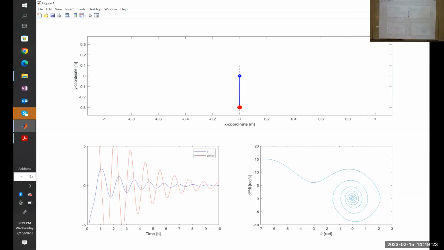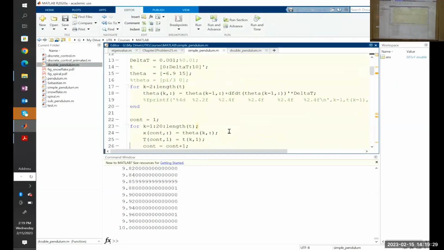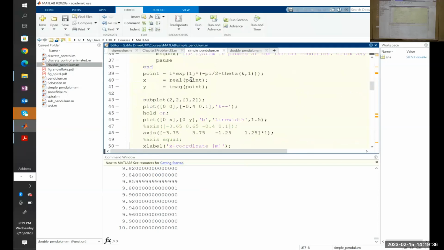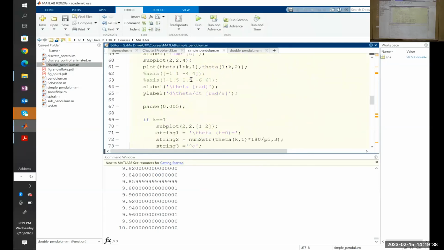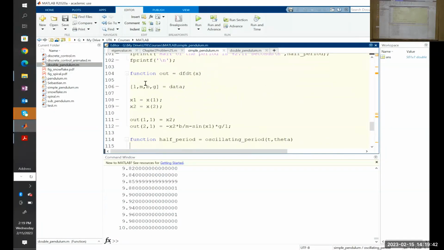So let's see what we get here if we change it. The function here that I created is the solution. We will study in chapter 4 how to get the solution. Then you have a part that is related to the animation, but at the very end of the code, here you have the model. This is the model. So the data is here. Where is the data?